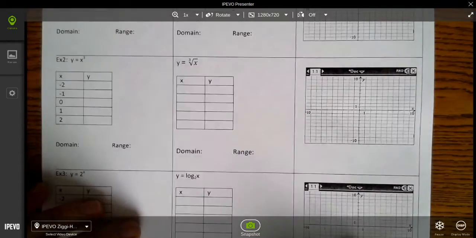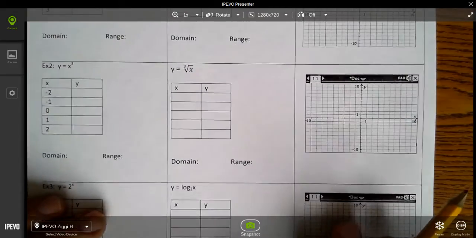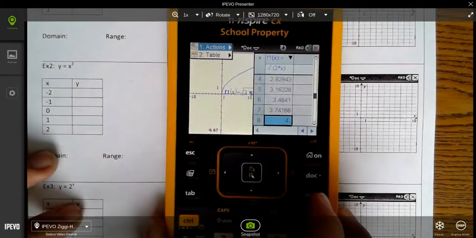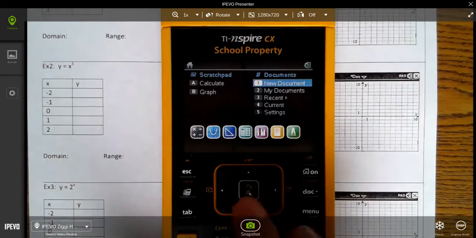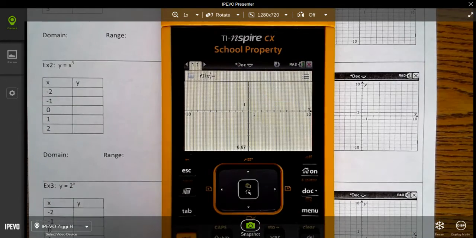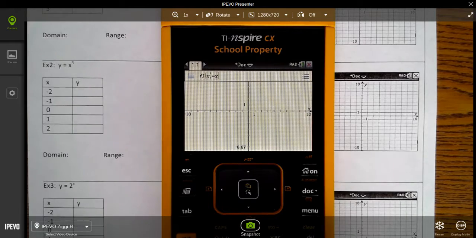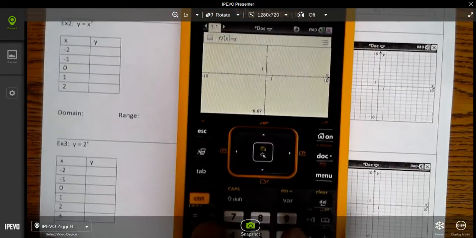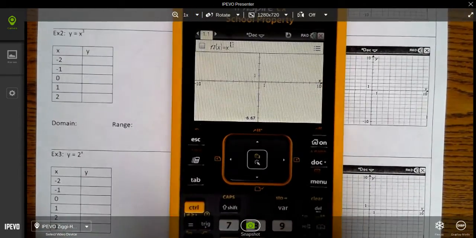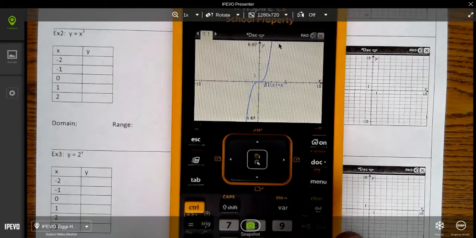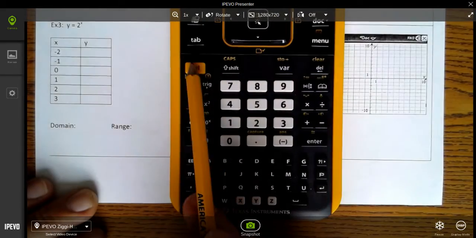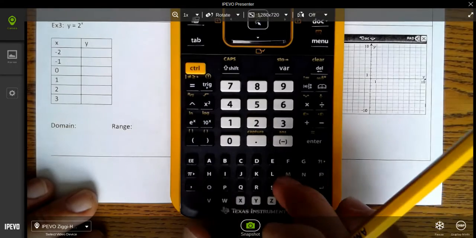All right, so example number 2. Okay, so first we're going to graph y equals x cubed. So to do that, we go to on, new document, add graph, and then x cubed. So x, and then we're going to press this key right here to get the cubed. Press enter. And then we're going to press Control T. So I press Control and I press T to get the table.